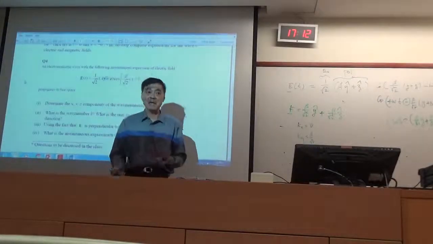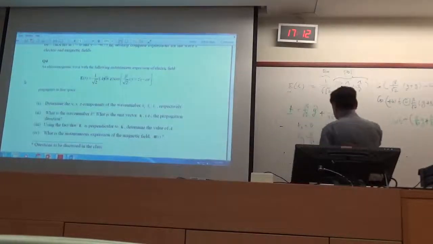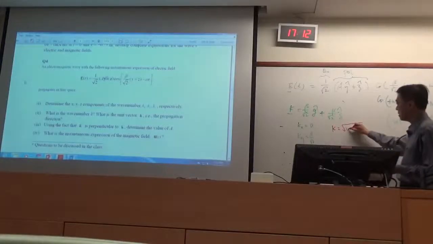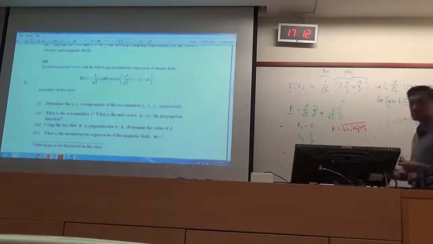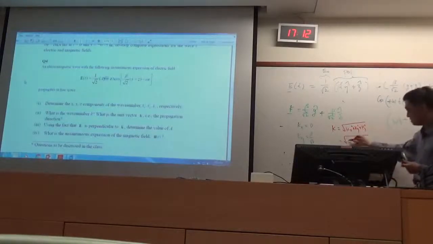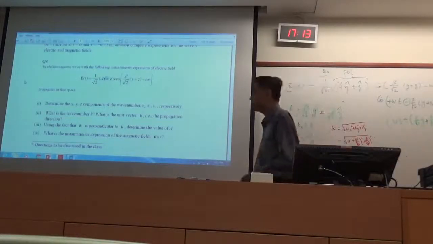What is the wave number k? Now, this is also simple, because k is equal to the square root of kx squared plus ky squared plus kz squared. So this is equal to the square root of 0 plus beta over square root 2 squared plus beta over square root 2 squared, which is equal to beta. Alright, so that is also simple. This is beta squared divided by 2, this is beta squared divided by 2, so adding up is equal to beta squared. Square root is beta.